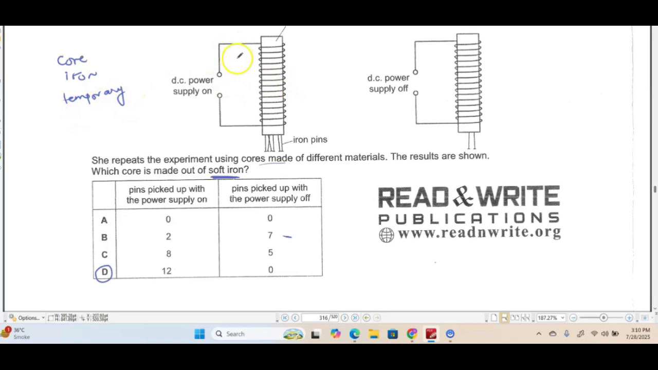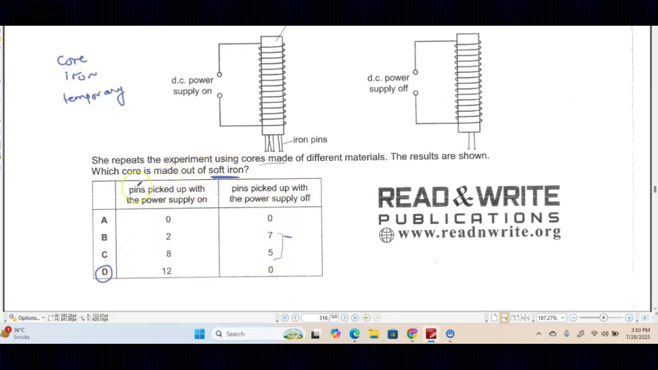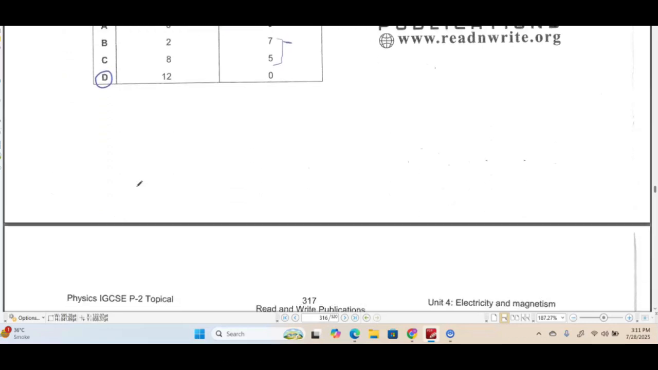So when the power supply is on, it's going to convert into an electromagnet and pick up pins. But once the power supply is off, it is not going to pick up any pins. All these are picking up pins even after the supply is off. So they can't be made up of soft iron core. Okay? D is the only option that's made up of soft iron core.